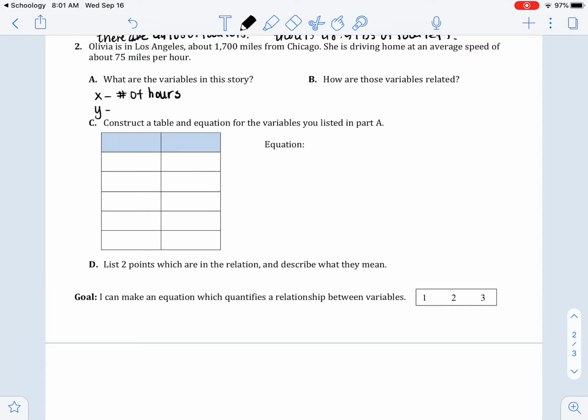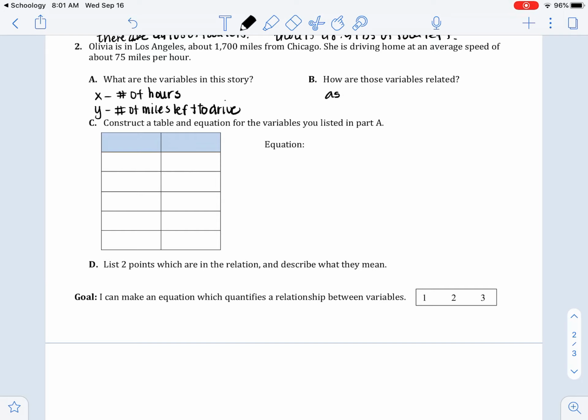Now, I know she's starting out at 1,700, and then every hour she's gone 75 miles because she's going 75 miles per hour. So I'm going to be able to take 75 miles off that total as she drives there. I'm going to say Y is the number of miles left to drive.